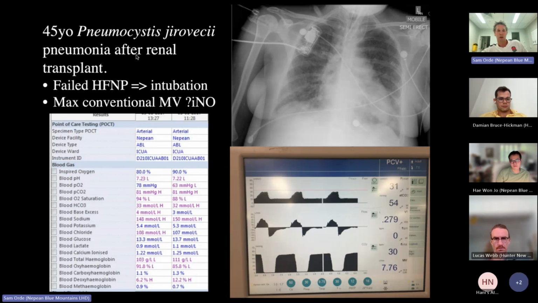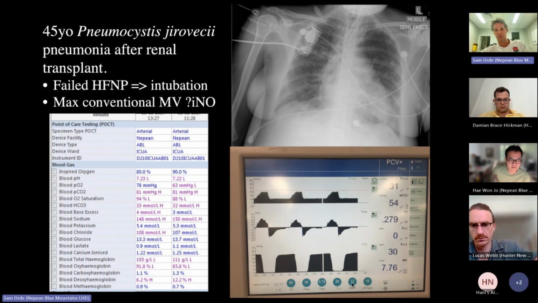So, hey, back to you. A 45-year-old with PJP pneumonia after renal transplant. She failed high flow nasal prongs and needed intubation. We're at maximal conventional ventilation. I've got a peak pressure here of 31 on pressure control ventilation, tidal volumes of 300 with PEEP of 12. So I've got a driving pressure of 19. Terrible compliance, with a driving pressure of 19.